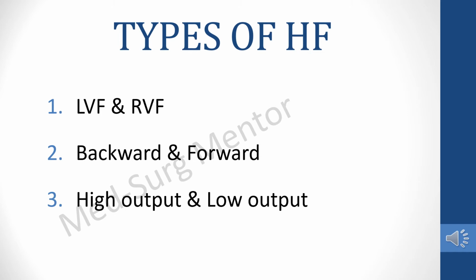And the third category is high output versus low output heart failure. In high output heart failure, it happens when the body's need for blood is unusually high. It occurs in conditions like anemia and hyperthyroidism. In low output heart failure, it occurs when the heart is not pumping enough blood to meet the demands of the body. It can be caused by diseases like congenital heart disease, low blood pressure, and heart diseases.